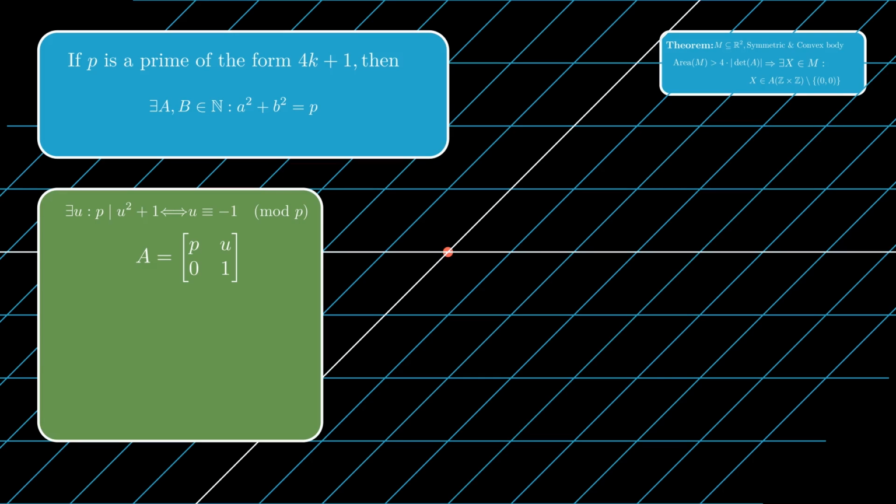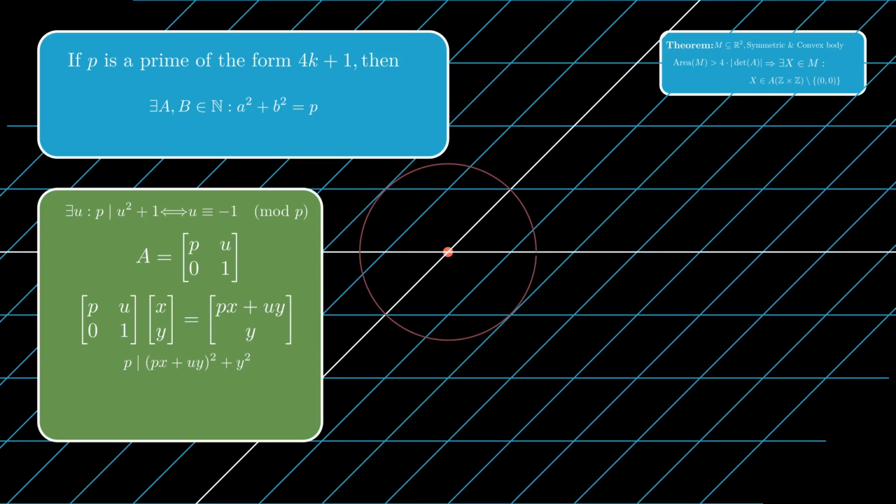A may look a bit arbitrary, but notice that its determinant is p and A sends the point (x, y) to (px plus uy, y). The reason we've picked this particular u is so that the sum of squares of px plus uy and y is a multiple of p when x and y are integers. So A sends integer points to integer points whose sum of squares is a multiple of p. So we've linked a sum of squares to some multiple of p. However, our goal is to show that p itself is a sum of squares.